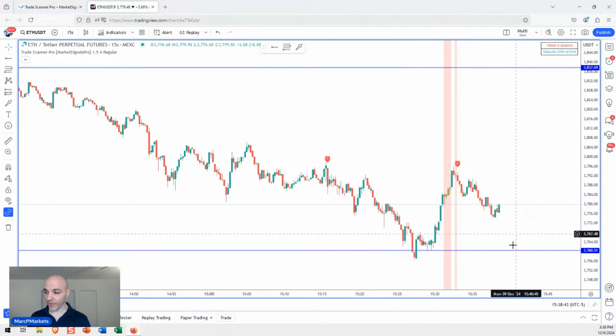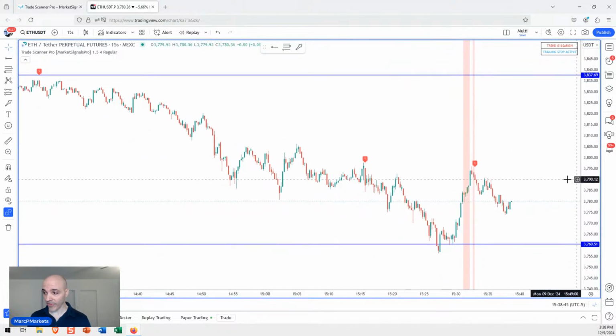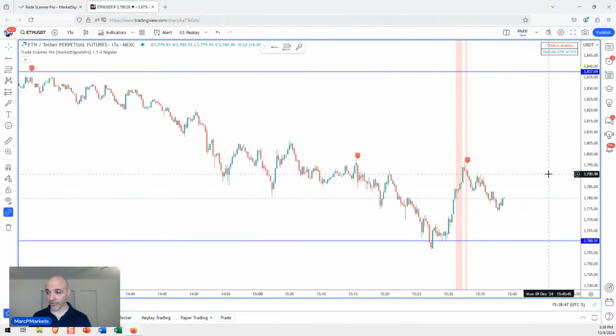All right. Now, this is a 15-second chart. These charts are very erratic and very noisy and very hard to trade. So I don't recommend these for beginners, but I will show this so that I can not only demonstrate the script, but we'll see if we can make something of it.